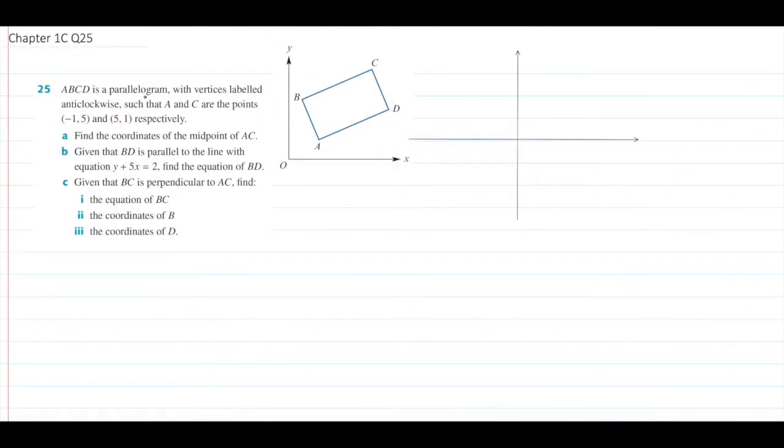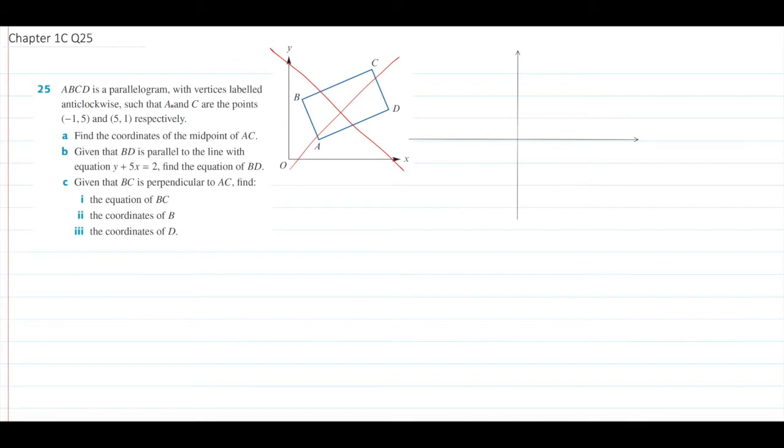Let's have a read. Question 25. ABCD is a parallelogram with vertices labeled anticlockwise such that A and C are the points (-1, 5) and (5, 1) respectively. Just before we read any further, I want to make a disclaimer. This graph in your textbook was placed next to this question, but it's not actually the graph or the parallelogram they're referring to.